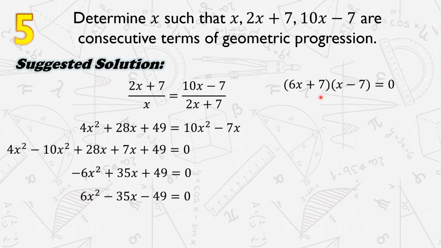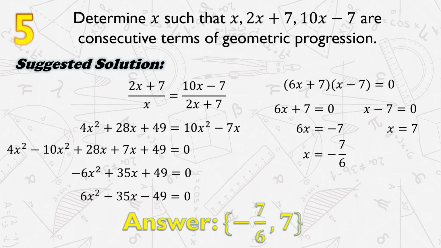We equate each factor to 0, so we have 6x plus 7 equals 0. From here, we get x equal to negative 7 over 6. The other factor, x minus 7 equals 0, gives x equal to 7. We can check whether our answer is correct by substituting the values of x into the given terms and seeing if they form a geometric progression. So the answer is negative 7 over 6 or 7.